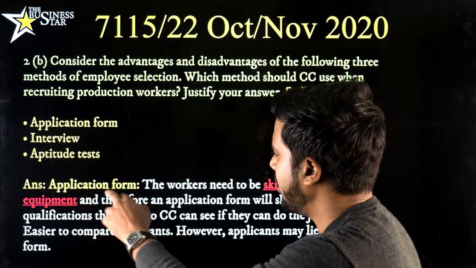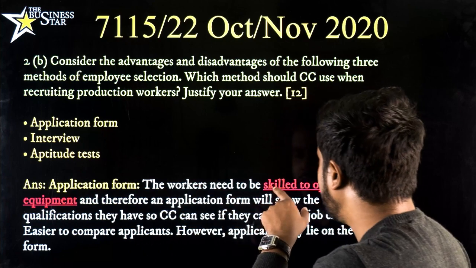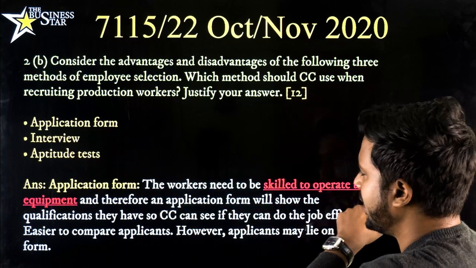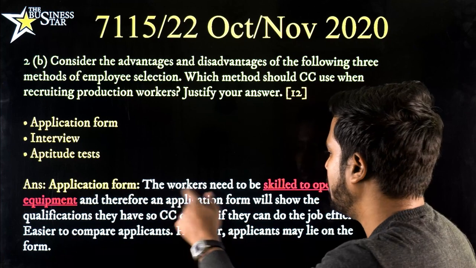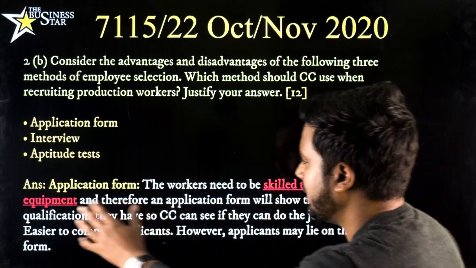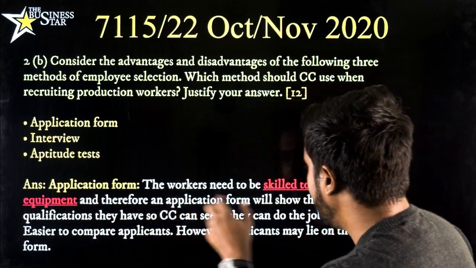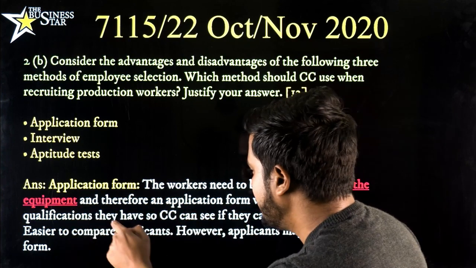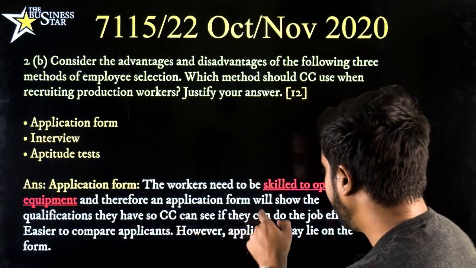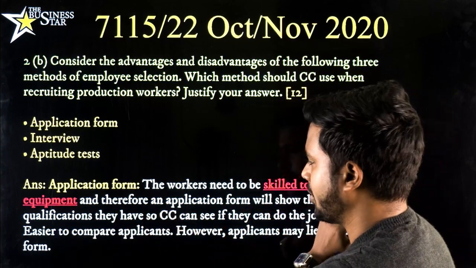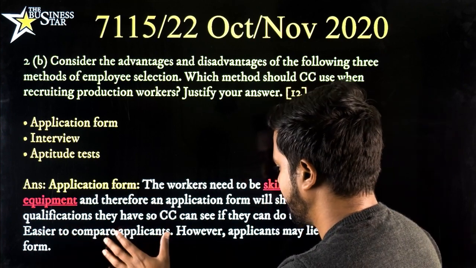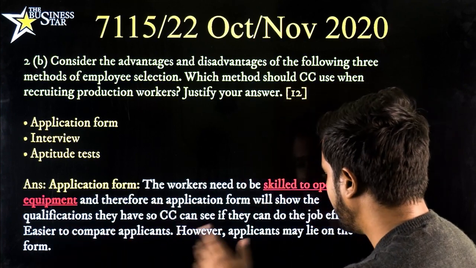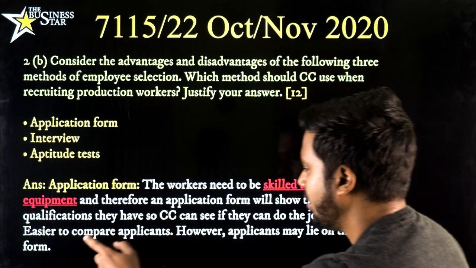So let's start with the application form, the first one. Okay, over here you see certain words that are in red underlined. This is basically the application of the whole answer. Okay, so the workers need to be skilled to operate the equipment, and therefore an application form will show the qualifications they have. So CC will see if they can do the job efficiently or not. This is the first advantage. The second advantage is it is easier to compare applicants. Let's talk about the disadvantages. However, applicants may lie on the form.